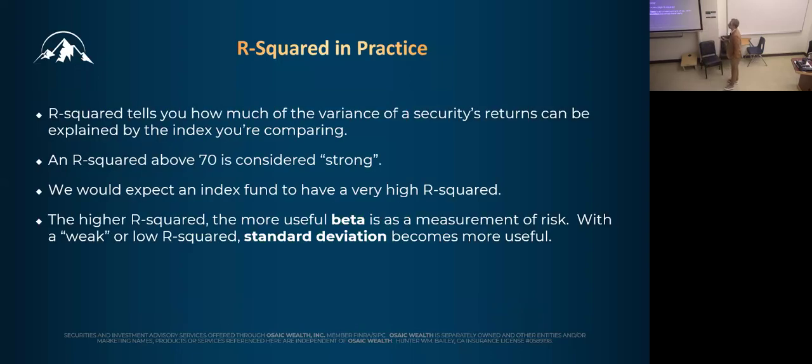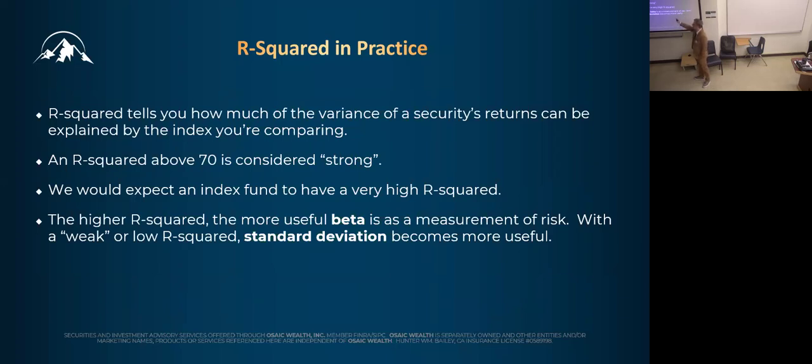So R squared tells you how much of the variance of a security's returns can be explained by the index you're comparing it to. And R squared above 70 is considered strong. We would expect an index fund to have a very high R squared, pretty much 100% or 99% or 99.9. So the higher the R squared, the more useful beta is as a measurement of risk.